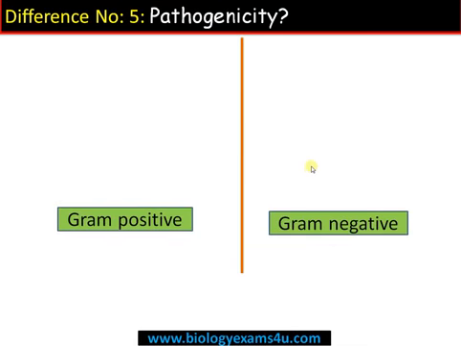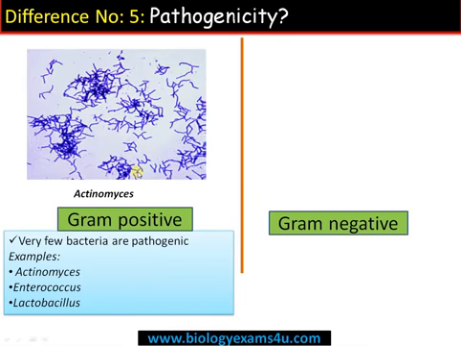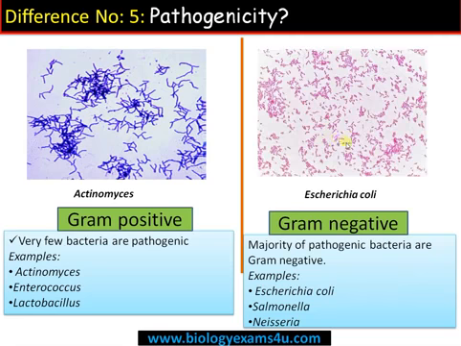Difference number 5, that is regarding the pathogenicity. Very few bacteria are pathogenic in the case of gram-positive. Examples include Actinomyces, Enterococcus, etc. Whereas among gram-negative bacteria, the majority are pathogenic as there is an outer wall which is highly protective, and gram-negative bacteria are often highly infectious, such as Salmonella, Neisseria, E. coli, etc.